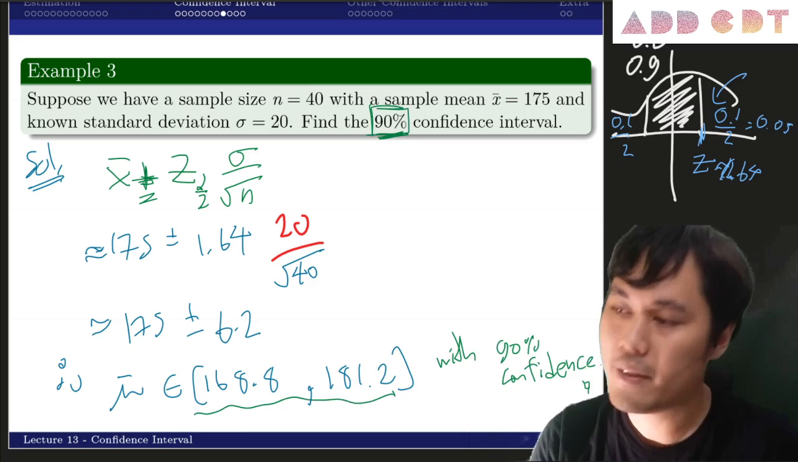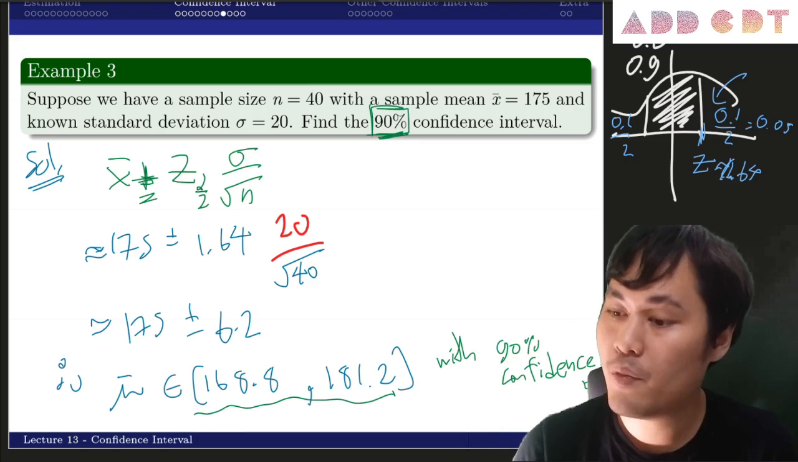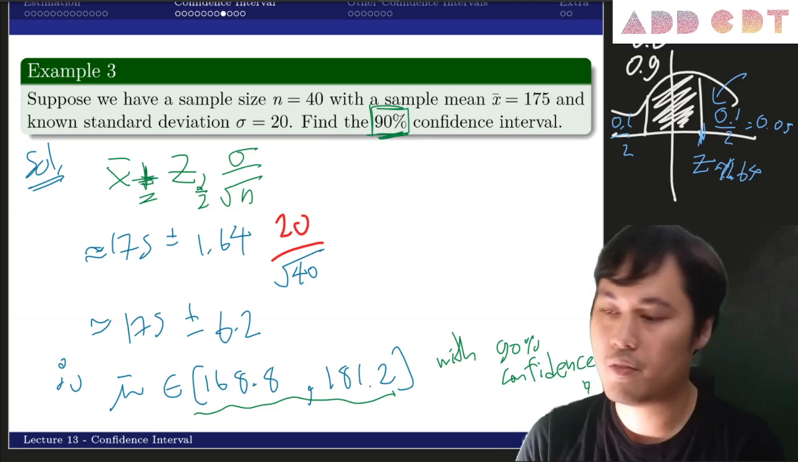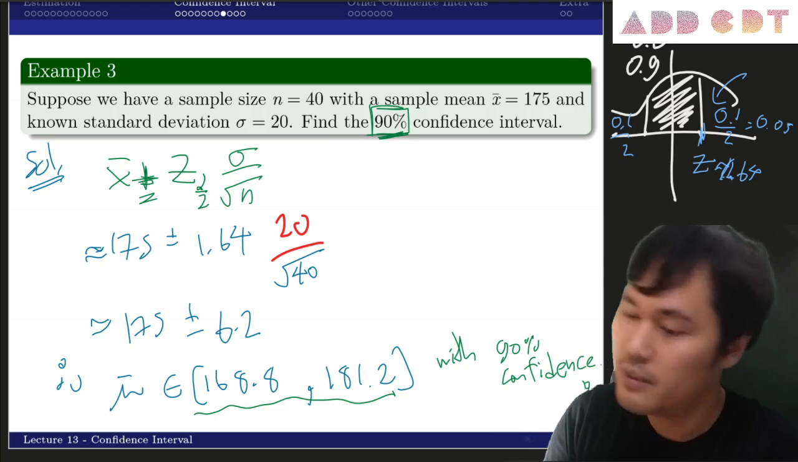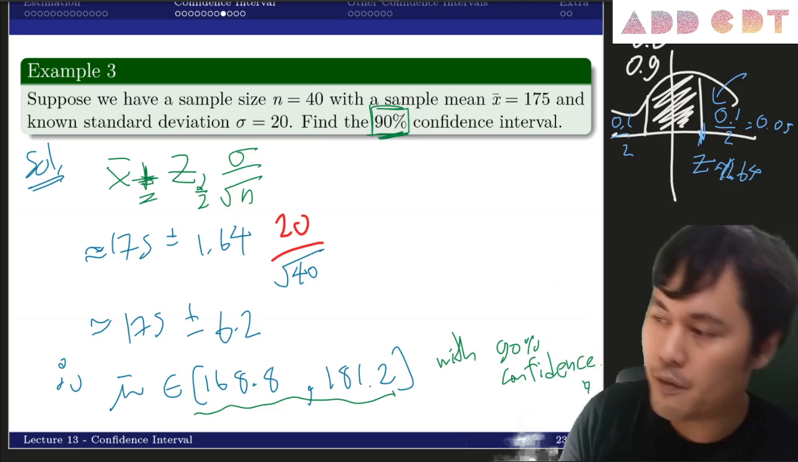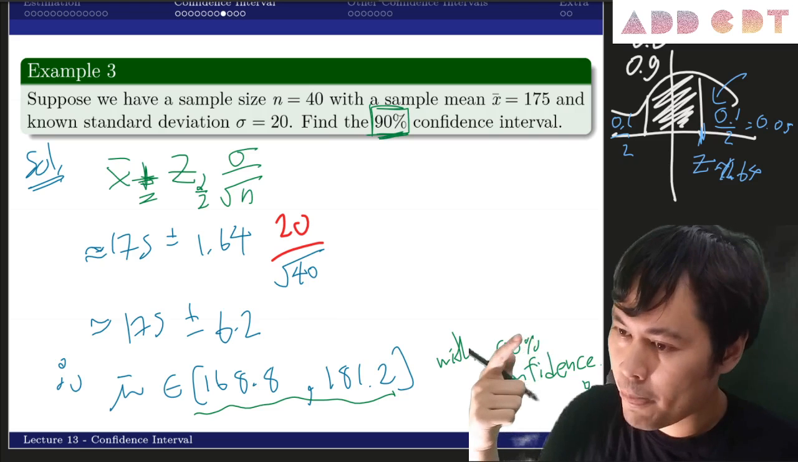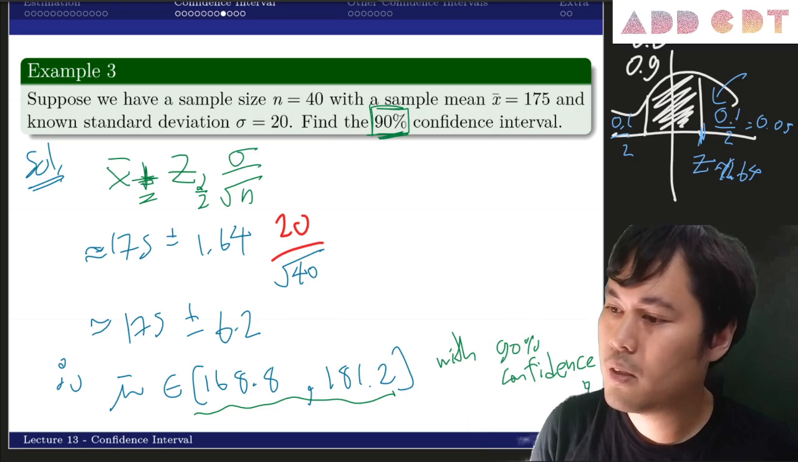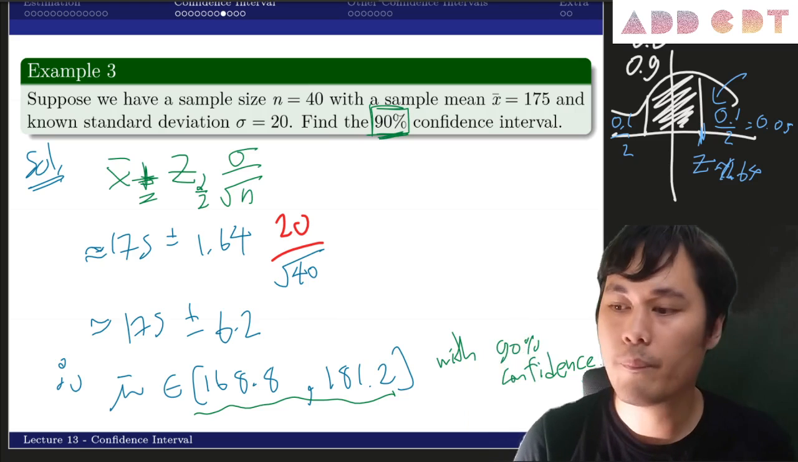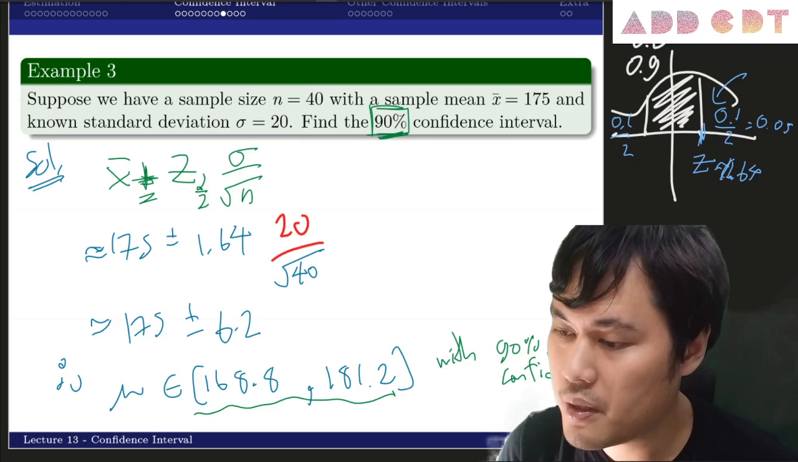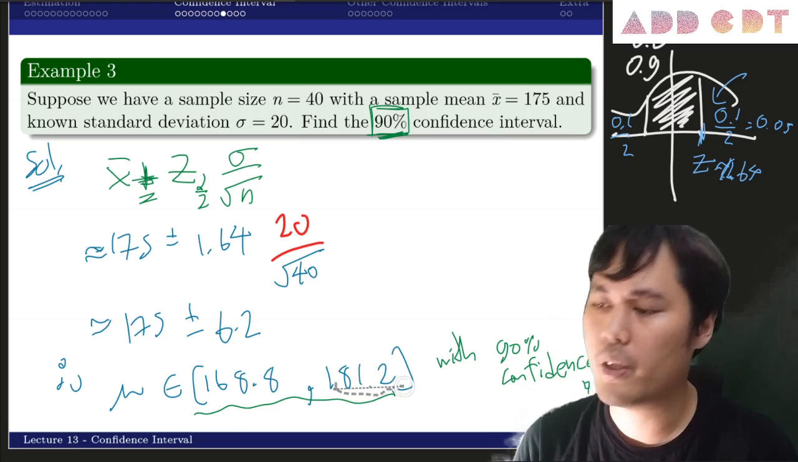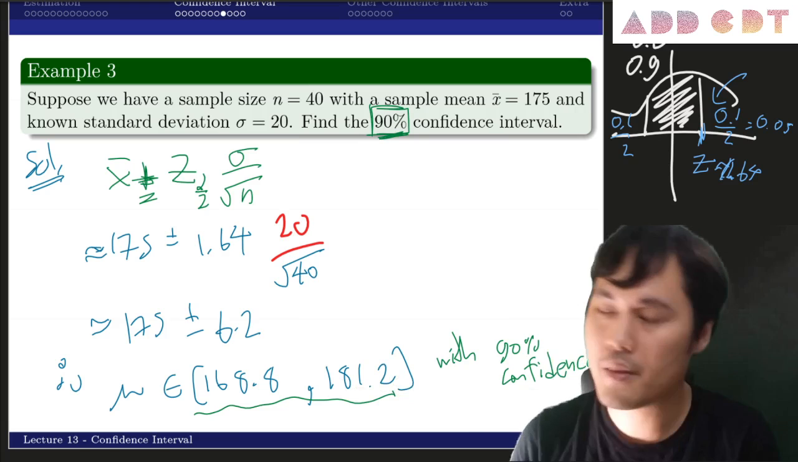Or actually you can just answer with that interval, because we already said that we want the number to be 90. But if you only see the interval, then you also have to know how confident you want it to be. With 90% confidence, the actual population mean should be between 168.8 and 181.2. And that's done.